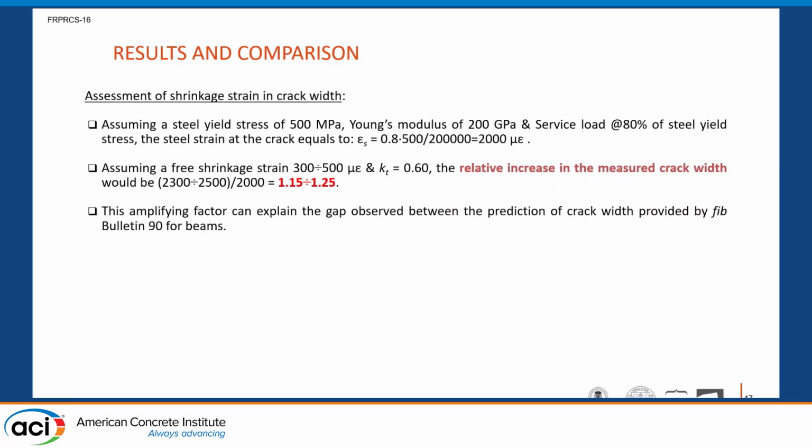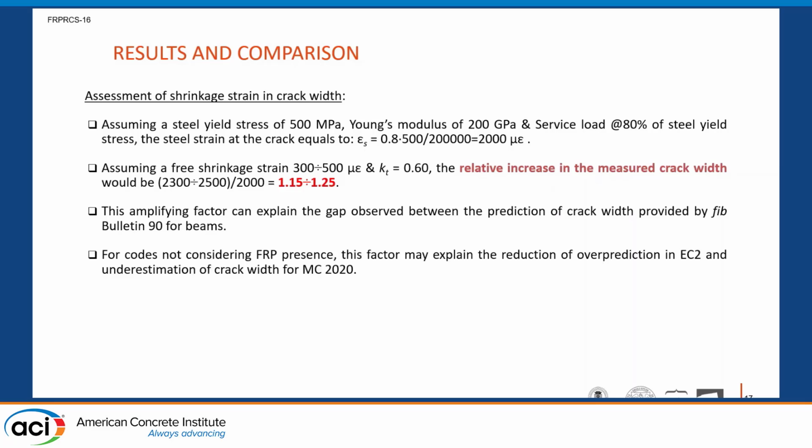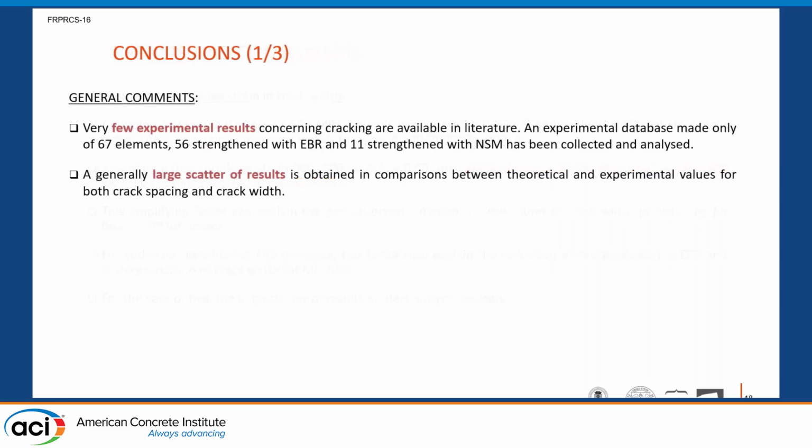This can explain the difference that we were having in the FIB bulletin predictions, and can also kind of explain the jump that we had from the crack spacing to the crack width for the other two. For the case of the ties, we cannot find more explanations. We think that there is something else here, that is the tensile area.